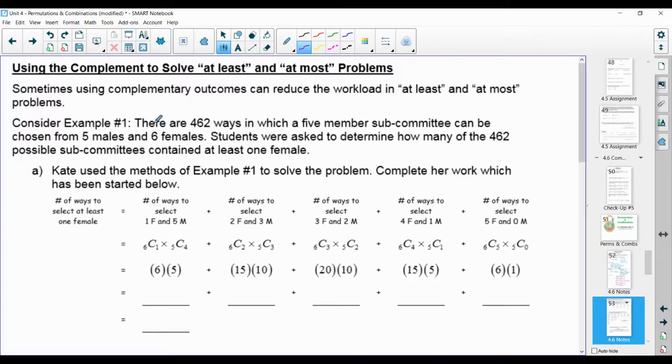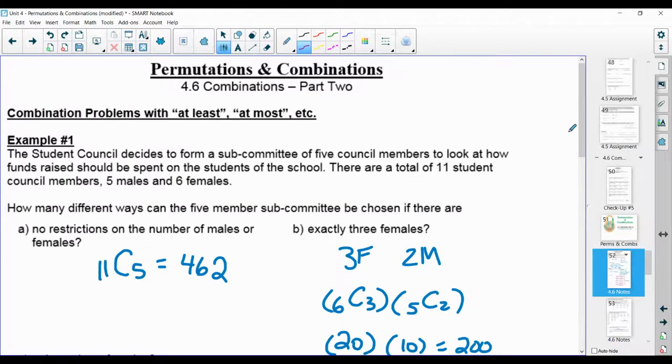So if we go back to our first example where there was 462 ways that a 5-member subcommittee could be chosen from 5 males and 6 females, the students were asked to determine how many of the 462 possible subcommittees contained at least one female. So if we go back to our last set of examples here. We had, if there was no restrictions, there was 462 ways to choose males and females.